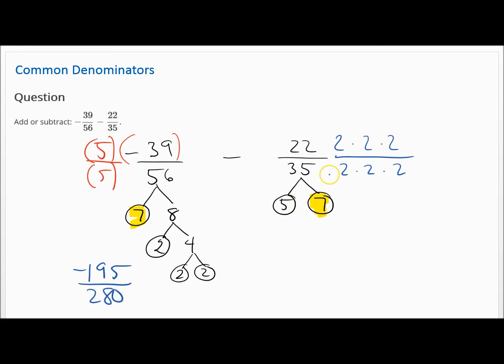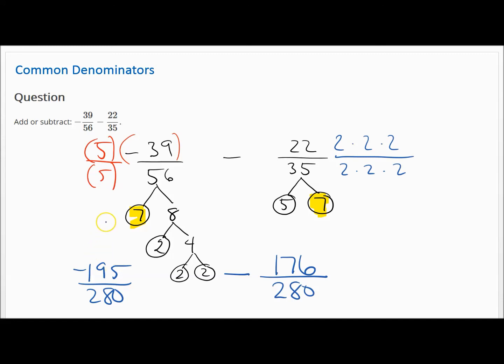All right, now let's do this one. So I'm doing minus, kind of ignoring that for now. Numerator, 22 times 2 times 2 times 2. So that gives me 176. And in the denominator, it's 35. So I type in 35 times 2 times 2 times 2. And that gives me 280. Now, if I did this right, the denominator should match. And notice they do.